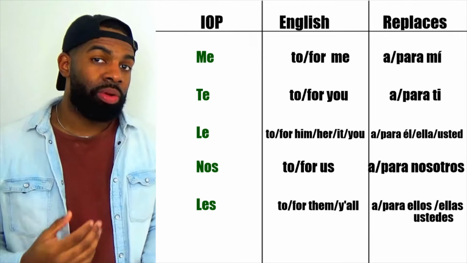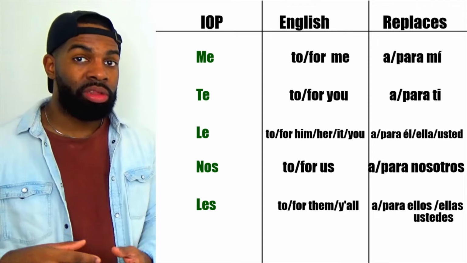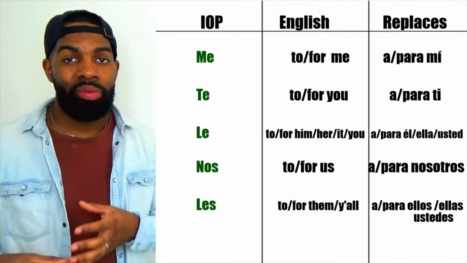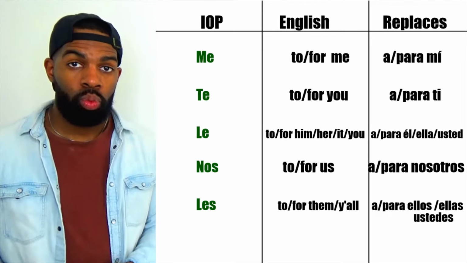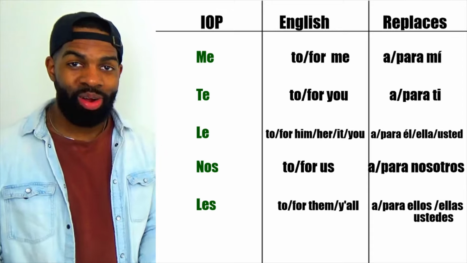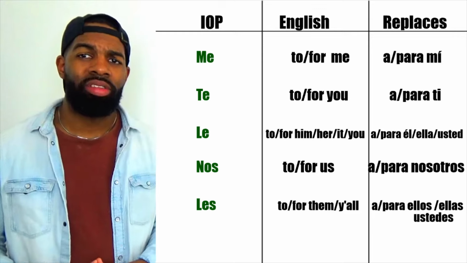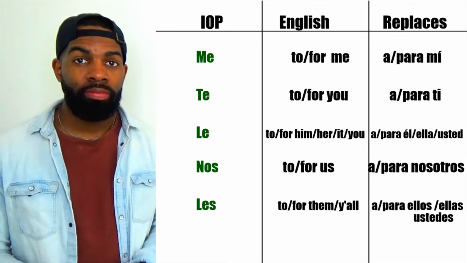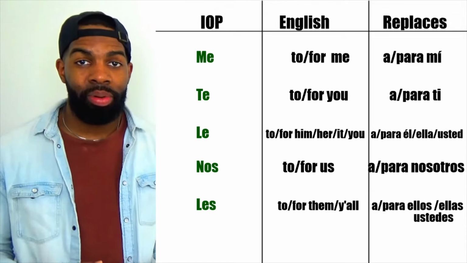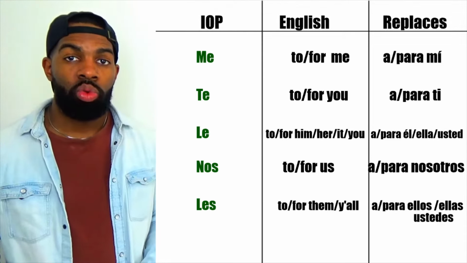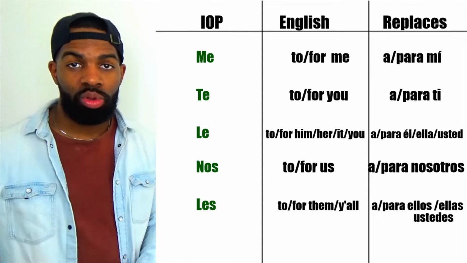So in Spanish, it typically replaces a mí or para mí. Te, which in English means to you or for you, and it will replace in Spanish a ti or para ti. Next we have le, which means to or for, him, her, or it. It just depends on if you're talking about a person or an object, and le takes the place of a él, para él, a ella, para ella, or whatever object you're talking about that's not a person. Then we have nos, which will mean to or for us, and it takes the place of a nosotros.